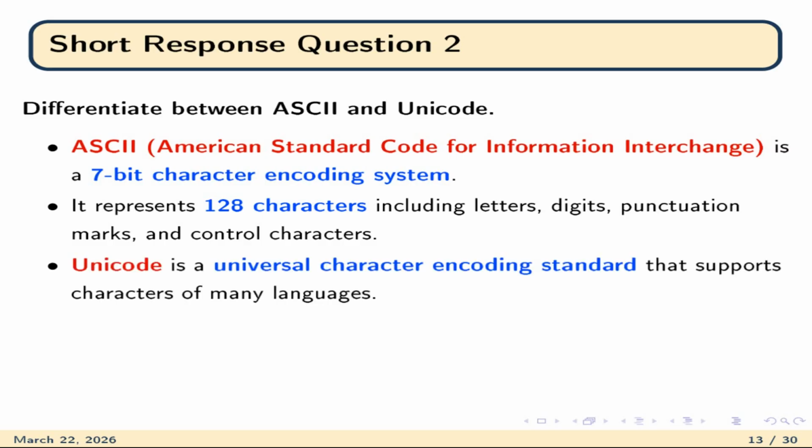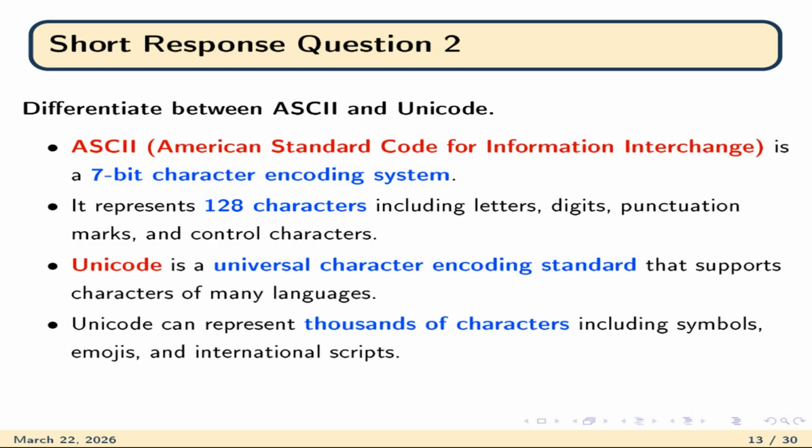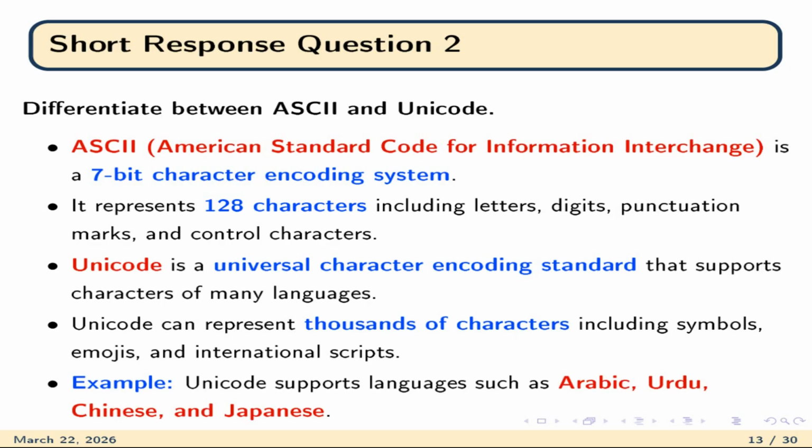Unicode is a universal character encoding standard that supports characters of many languages. Unicode can represent thousands of characters including symbols, emojis, and international scripts. For example, Unicode supports languages such as Arabic, Urdu, Chinese, and Japanese.